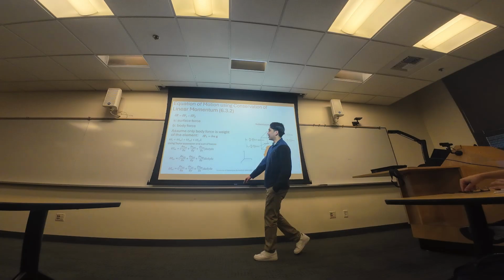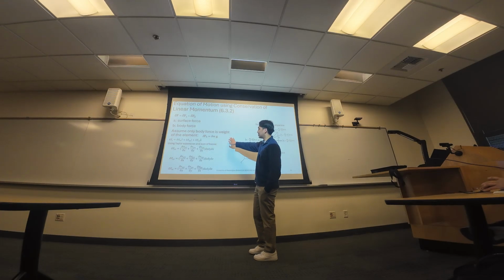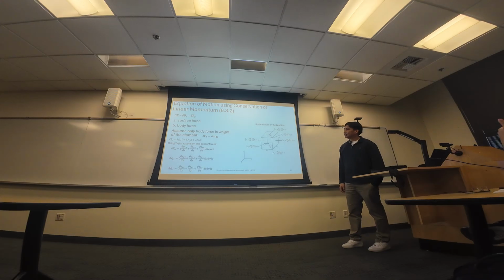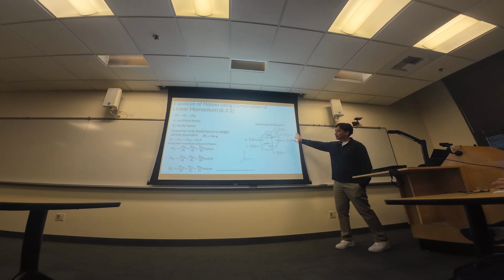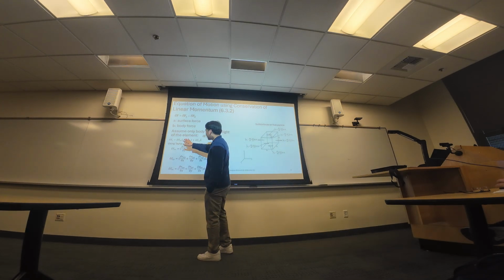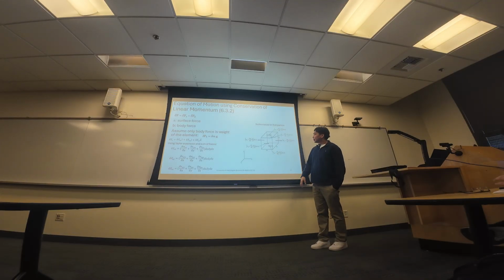So we take the assumption that we only take the body force of the weight of the element. So delta Fb is just your change in mass times gravity. And then your surface forces come from this big figure here. So you have your x, y, and z direction. These are given just in the textbook.